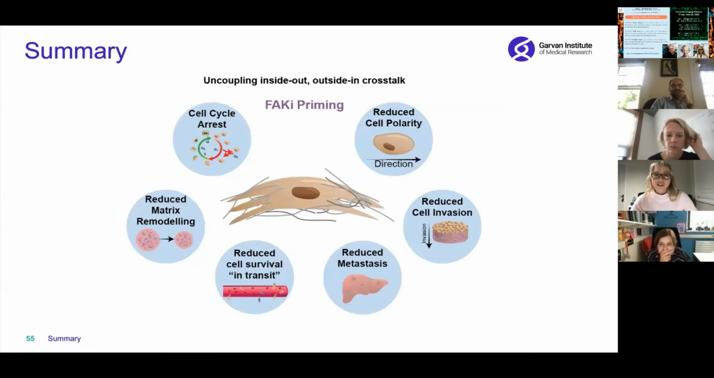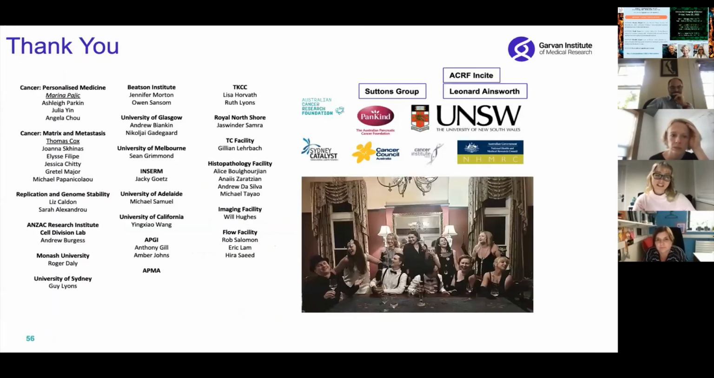So I hope that I've shown you a little bit of the insight into my PhD. And again, I apologize for the lack of intravital imaging and slightly more in vitro studies. However, we've managed to look at how our FAK priming can reduce cell invasion, reduce metastases within these mice, reduce the survival of cells in transit, reduce matrix remodeling, how this disrupts the cell cycle, rendering cells considerably more vulnerable to subsequent chemotherapy.